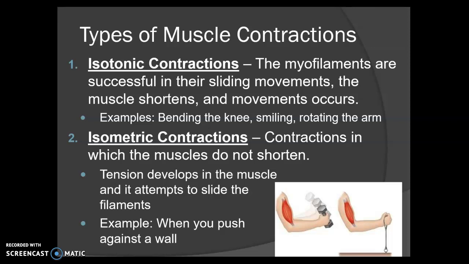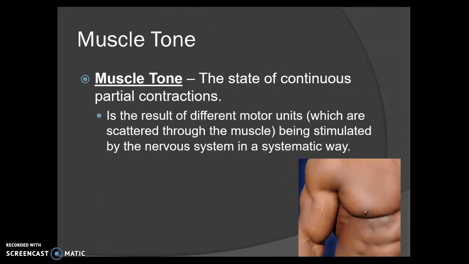So like in this picture here, the second picture, this is isometric, this is isotonic. So here's movement. Here they're just pulling on that string, nothing's happening. Or if you push against a wall, that's an isometric contraction.